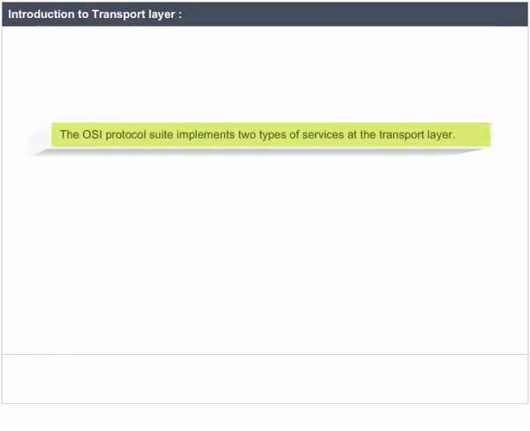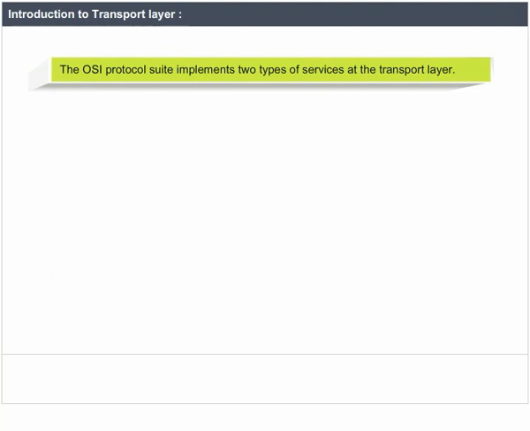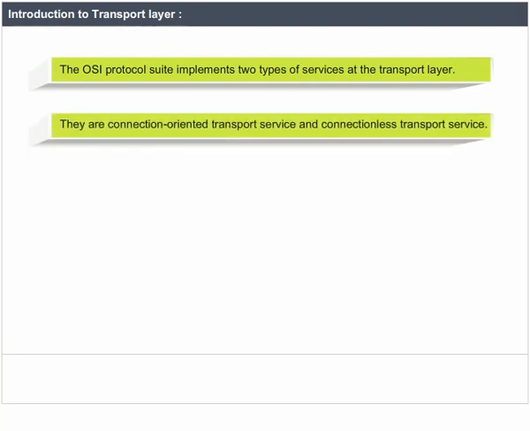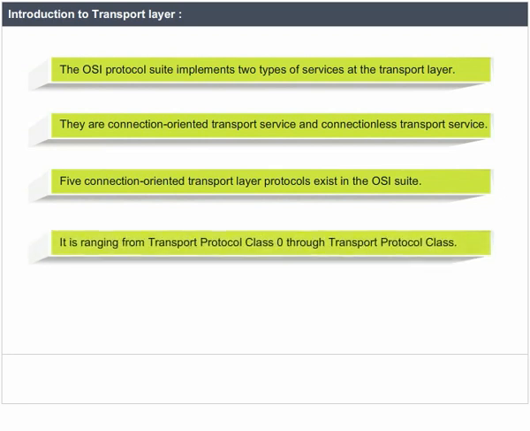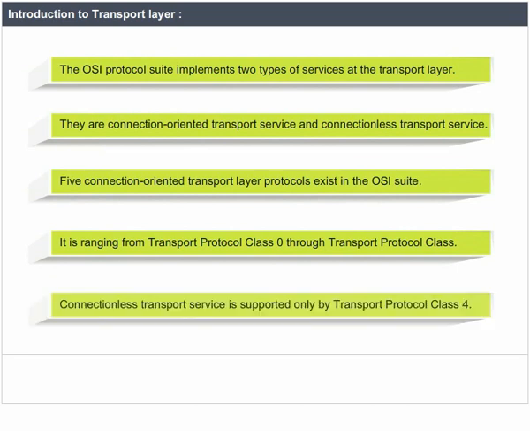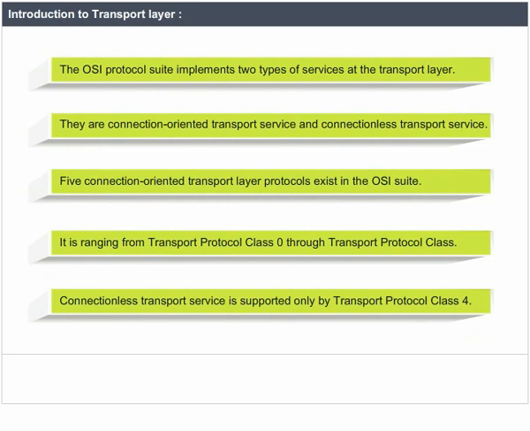Introduction to Transport Layer. The OSI protocol suite implements two types of services at the transport layer. They are Connection-Oriented Transport Service and Connectionless Transport Service. 5 connection-oriented transport layer protocols exist in the OSI suite, ranging from Transport Protocol Class 0 through Transport Protocol Class 4. Connectionless Transport Service is supported only by Transport Protocol Class 4.